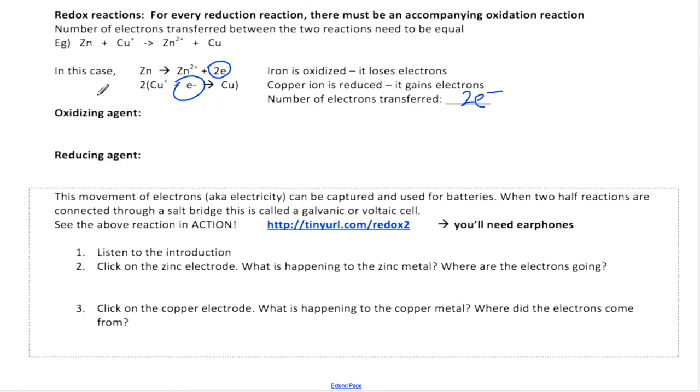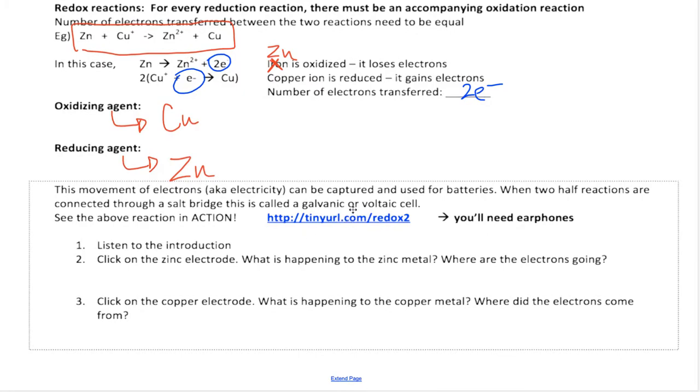The oxidizing agent is the thing that does the oxidizing. So copper is the oxidizing agent. And the reducing agent is the thing that gets oxidized. So zinc, right, is the thing that's actually the reducing agent. Here it says iron is oxidized. That's a mistake. That's supposed to be zinc. Sorry about that. All right, and here's the overall reaction. You can see zinc is oxidized, copper is reduced.